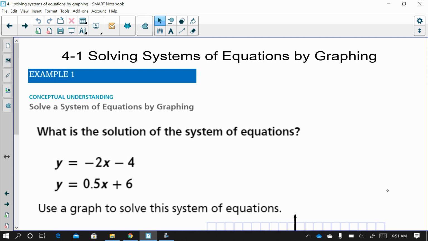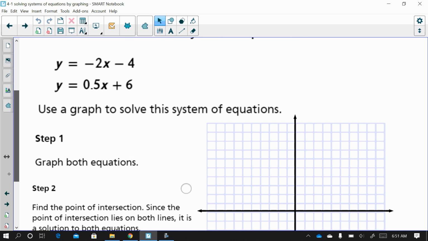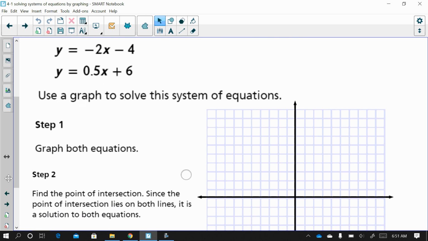So first problem, we're just going to graph and see where we find the solution. Okay, so our first line is y equals negative 2x minus 4 and y equals 0.5x plus 6. We want to use a graph to solve the system of equations. So to do this, the first thing we do is graph both of the equations. And then we look for the point of intersection. Okay, so the two lines are going to cross. That means that that point is our solution because it works for both lines.